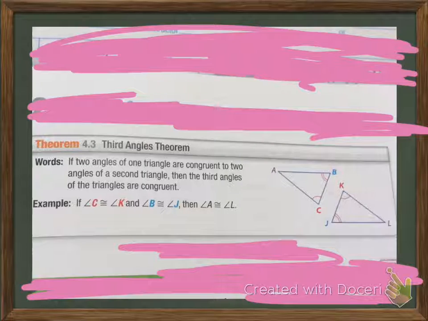The next example, we're going to look at another theorem, and this is called the third angles theorem. It says if two angles of one triangle are congruent to two angles of a second triangle, then we can also conclude that the third angles of the triangles are congruent.